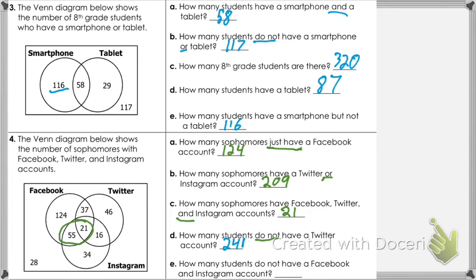So we want our 124, we want our 37, 46, 16, 34, and 28. Because those are the ones that don't have both Instagram and Facebook. So they can have them separately. They can have neither, but we don't want them to have both right now for this category. So we're looking at 285 if we were to add all those numbers up, those 6 numbers.